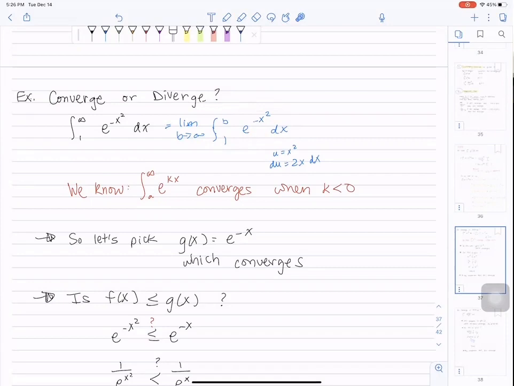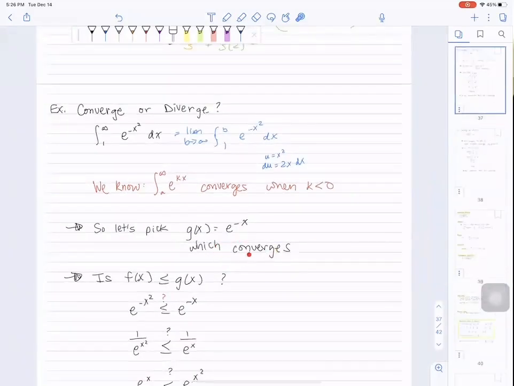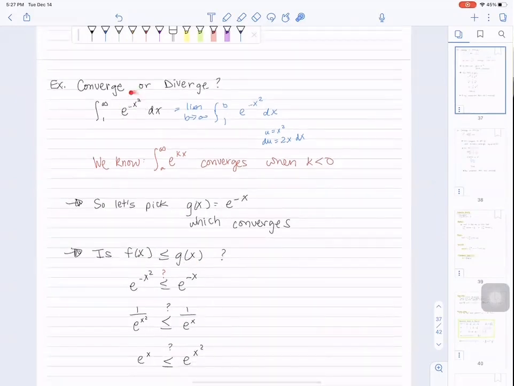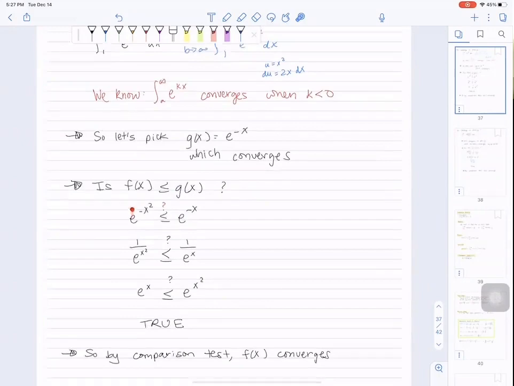So you're like, okay, maybe try the comparison test. Let's compare it to something we know. We know that e to the negative x converges by our rule from the chart. So following path A, since g of x converges, we need to know, is f of x less than or equal to g of x? Let's check. What is f of x? That's our complicated thing, e to the negative x squared. G of x is our familiar function, e to the negative x. So is this less than this?